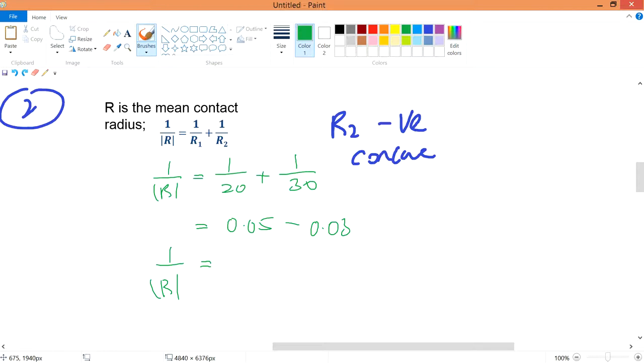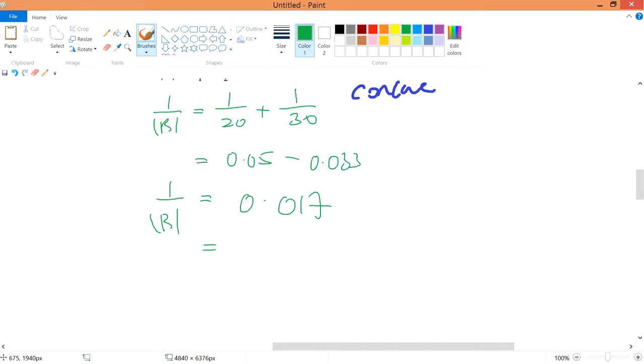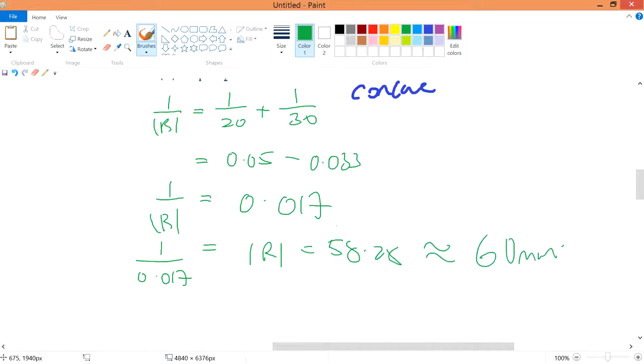So what we have is 0.017, absolute value, if it's negative or plus, whatever it is. Once you switch, please remember to switch, because normally you may have a tendency to make a careless mistake and leave this as an answer. No, please switch this thing. So 1 divided by 0.017 is equal to your contact radius, which is about 58.28. The lecturer wrote it as equivalent to 60 millimeter. Okay, so this is the first thing.